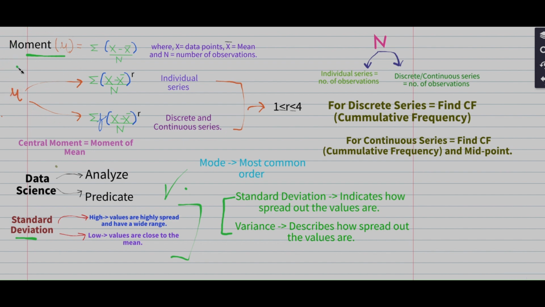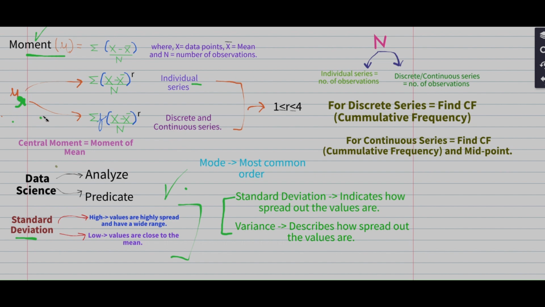In the last lecture I told you that moment is calculated basically for four types of values, right? So it has r in the subscript also. So r ranges from 1 to 4, right? R has a value from 1 to 4. So basically there are three types of series that we discussed in the last lecture. The series were individual, discrete and continuous. So moment, that is mu r, has different values for the individual, discrete and continuous series, right?